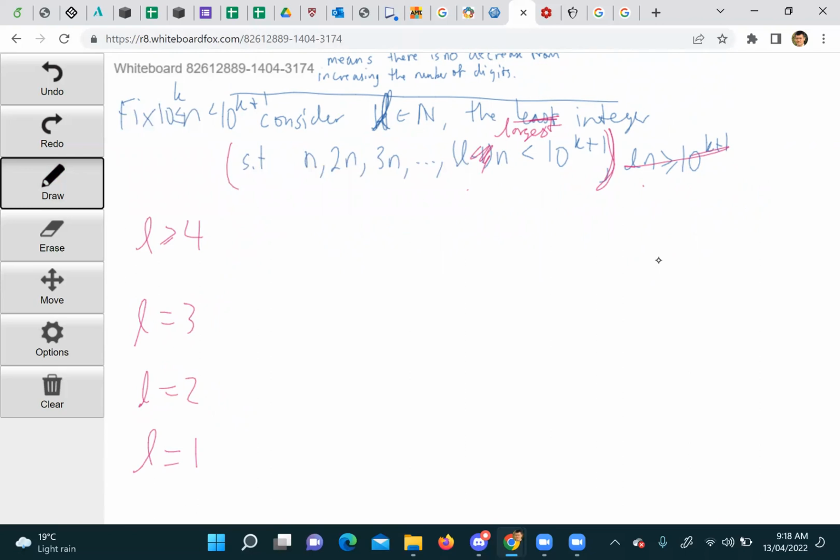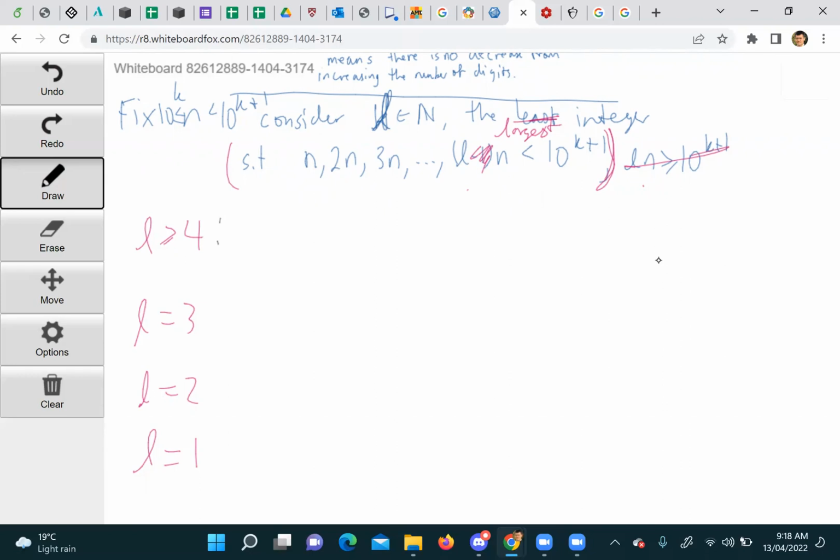Okay, so if L is greater than 4, well, we're looking for L three or less. So the number of digits is 3 or less. So we don't really need to look at L greater than or equal to 4, because that implies that there are already 4 digits at least. Yeah, exactly. And I'm trying to prove it, okay?